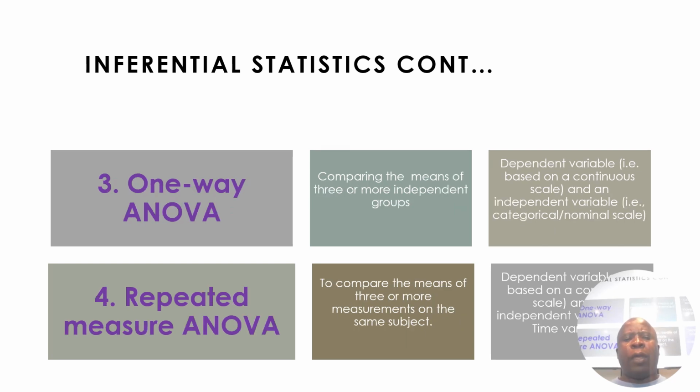Then we have got the one-way ANOVA and the repeated measures ANOVA. And these ones you can also use, especially when you have got relationship type of questions in your study.